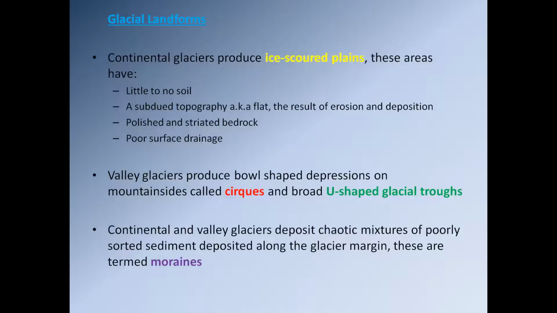Valley glaciers can form two distinct types of glacial landforms. So remember, these ice-scoured plains are for continental glaciers, very, very big glaciers. Valley glaciers will produce features which we refer to as cirques and U-shaped glacial troughs, or U-shaped valleys.